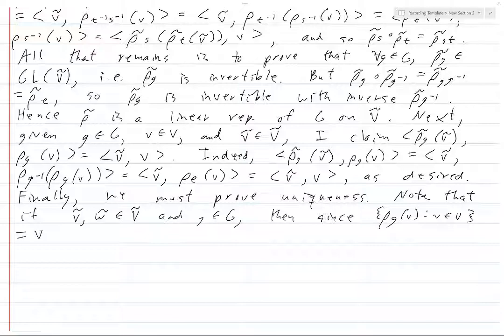So suppose ρ̂ is a linear representation of G on Ṽ satisfying the same desired properties. I'm not going to relist them. Then for all g in G, ṽ in Ṽ, and v in V, we have the inner product of ρ̂(g)ṽ evaluated at ρ(g)v, we know is equal to ṽ evaluated at v. But we also know that this is equal to ρ̃(g)ṽ evaluated at ρ(g)v.